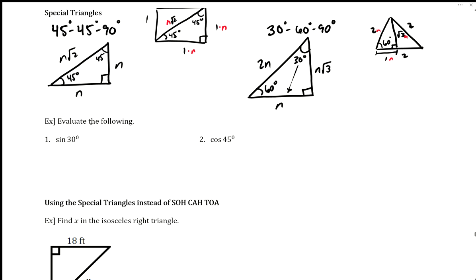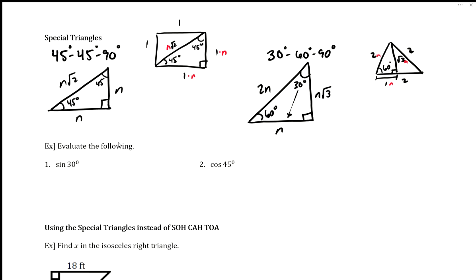Okay, so if we evaluate these trig functions using this right triangle, so I have the 30, 60, 90. Again, I'm just going to draw it. It's not to scale. Okay, so directly across from 30 is the n. The other leg is n radical 3, and the hypotenuse is 2 times n. So if I do the sine of 30, let's mark those up.